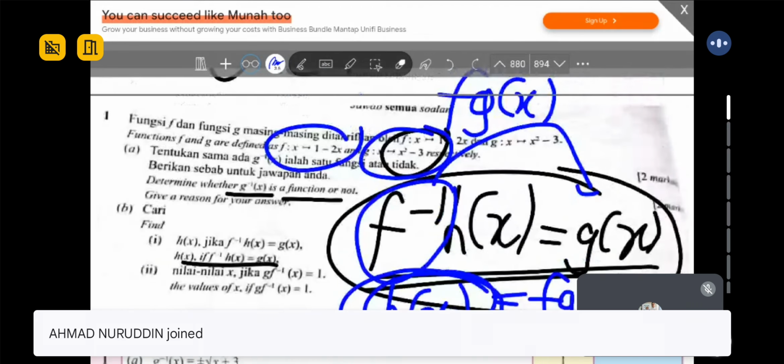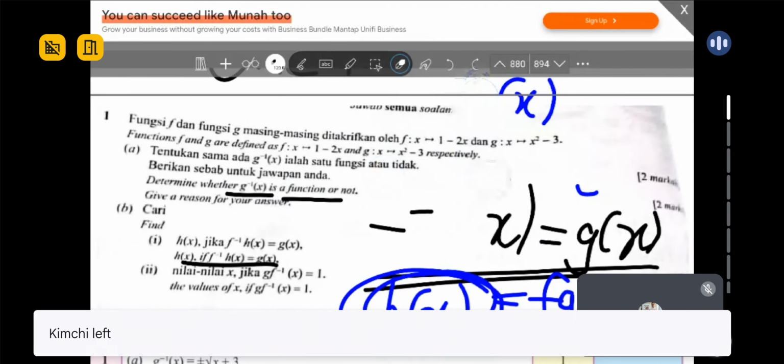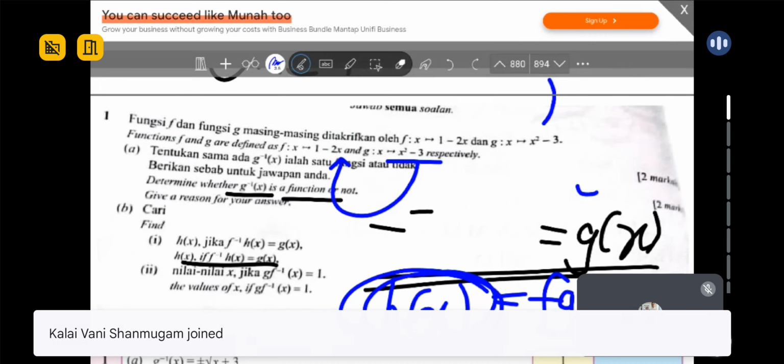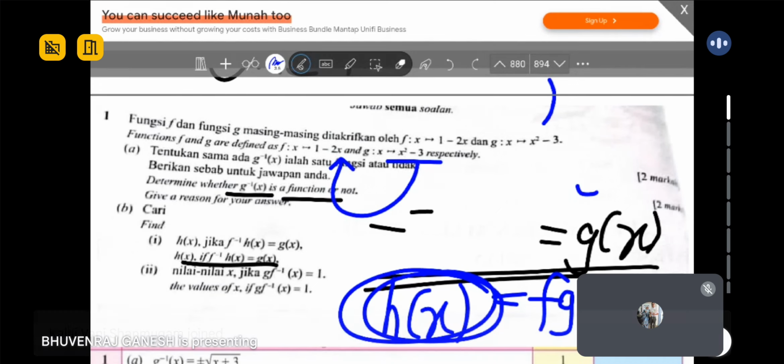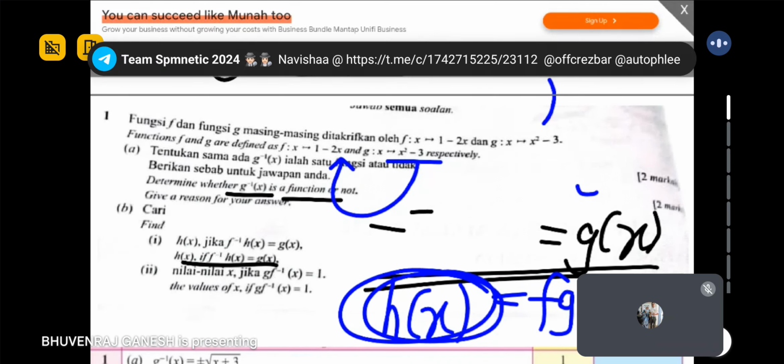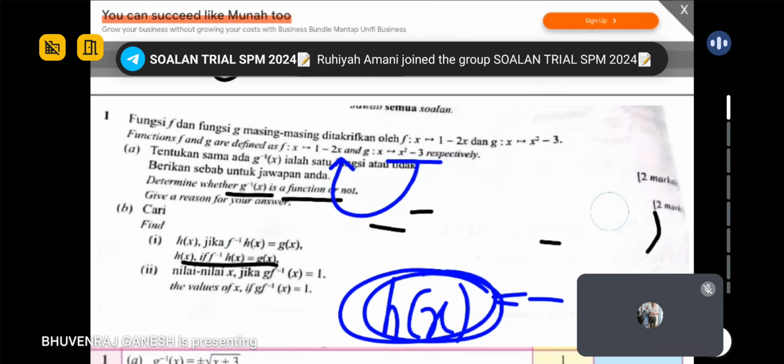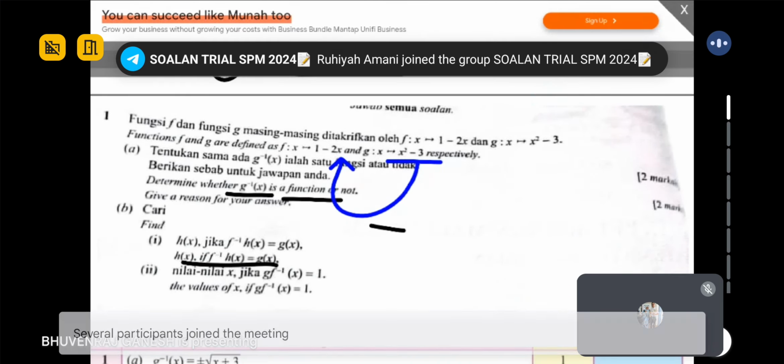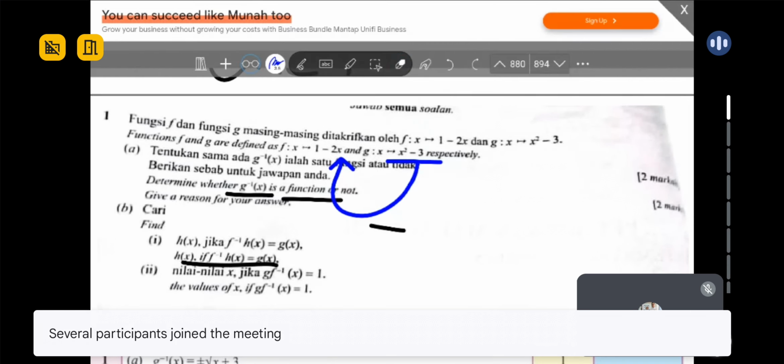Maksudnya GX ni X square minus 3, kamu substitute. Gantikan yang ni dalam ungkapan X bagi fungsi F. You just substitute X square minus 3 inside your X term of the F function. Then you will get the answer D. Are you all clear? So ini cara dapat jawapan lah.